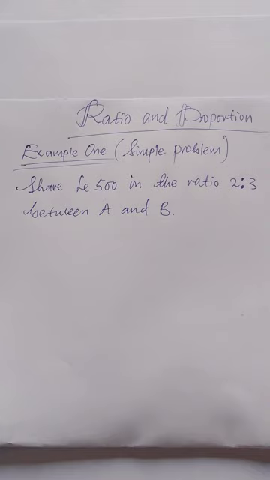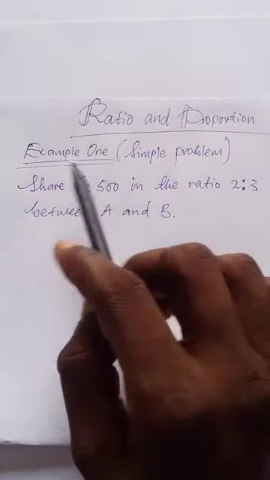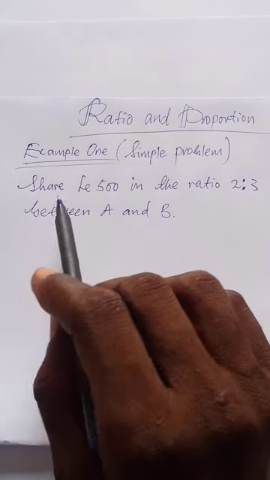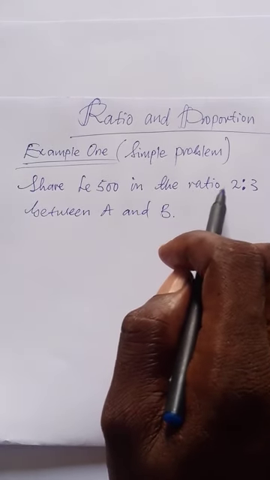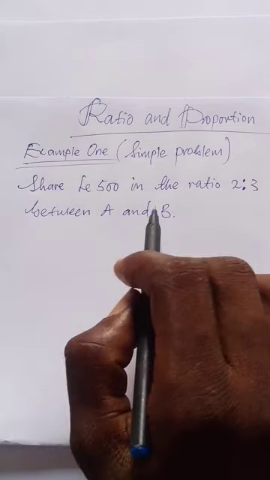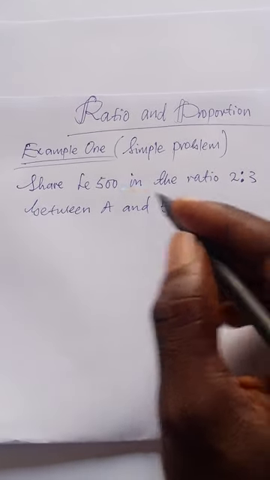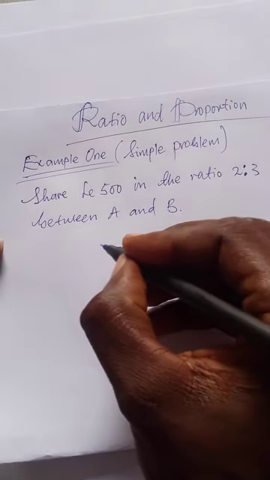As I promised, you should check out this video for the problems and solutions of ratio, from simple to complex. Now let us observe this very first example, and it's a simple one. It is asking us to share 500 loans in the ratio 2:3 between A and B. You see, we are going to share this amount between these two people. How are we going to solve that?